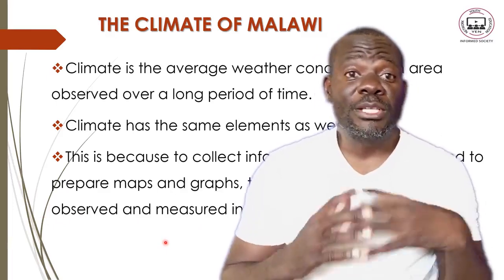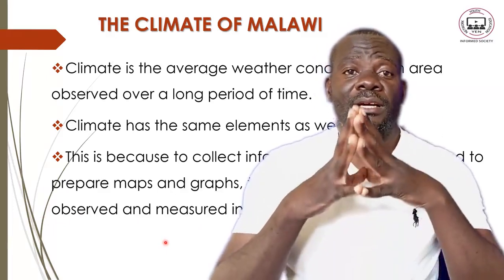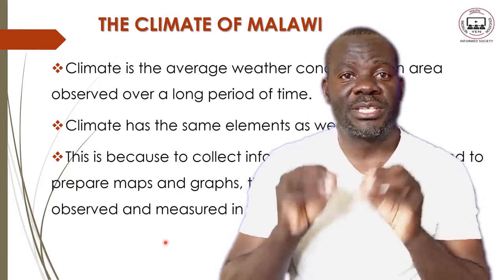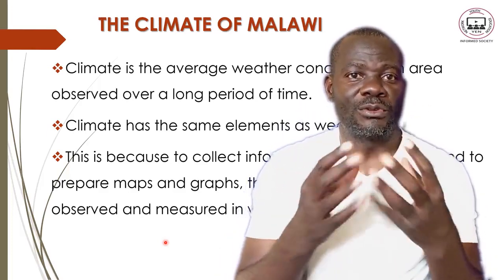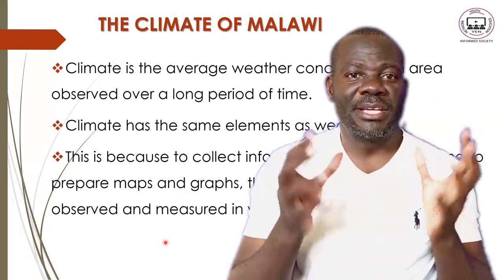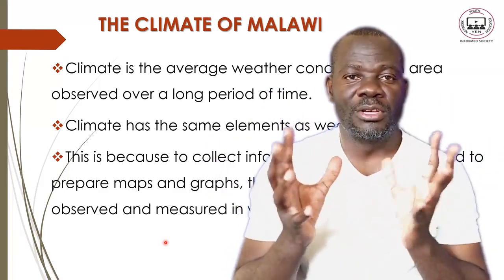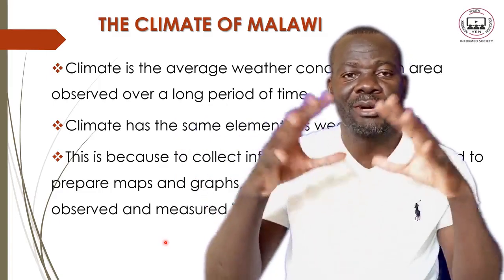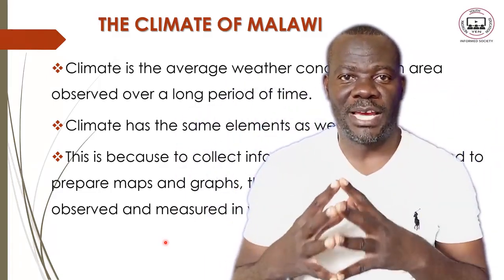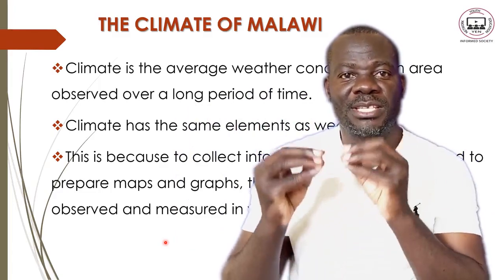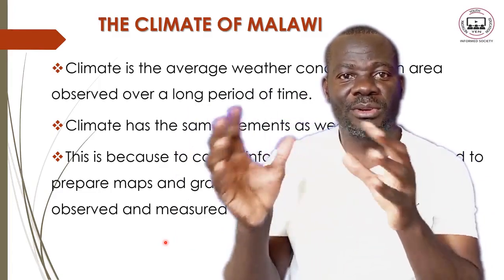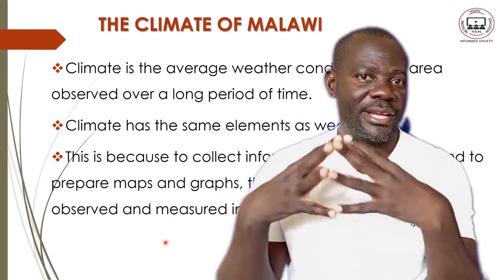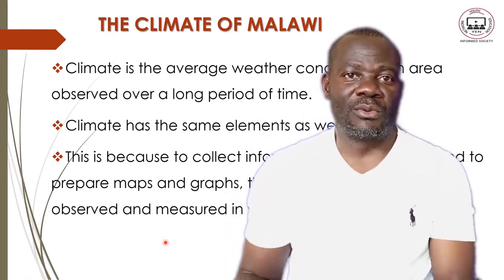So the information about the climate is the same as weather, simply because those records that we have talked about say climate is the average of the weather condition of a certain area recorded over a period of time. Because weather is recorded in the weather station, climate is also recorded there from the weather station.